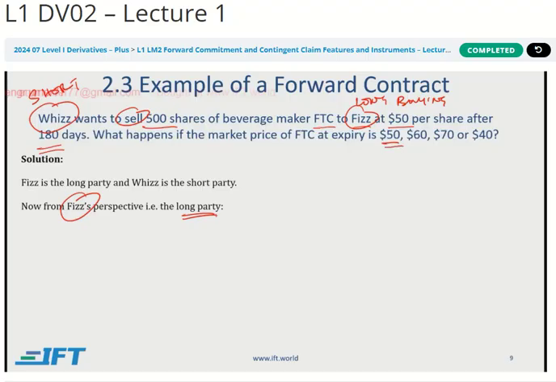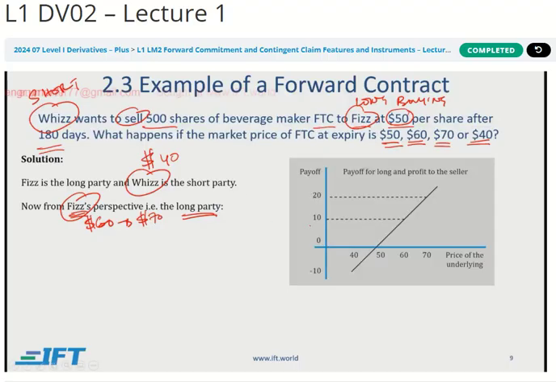And naturally, if the price goes up from 50 to 60, then Fizz will benefit. If it goes to 70, Fizz will benefit even more. But if it goes to 40, Viz will benefit, right? So if it goes to 40, then Viz will benefit. If it goes to 60 or 70, then the long party, which is Fizz, is going to benefit. And you can see that from this chart over here, that at 50, which is the price at which the contract is being signed, it is 0, right, for both parties. And right now we're looking at the perspective of the long party only.